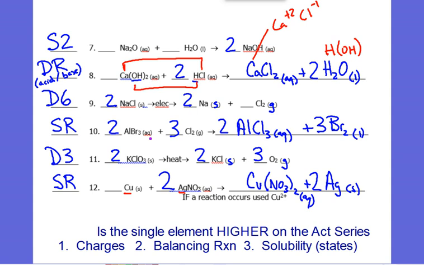Number 10 and number 12 are both single replacements. They are slightly different. In number 12, we have a metal. In number 10, we have a non-metal. And so when we go to the activity series on the back of your periodic table, there's 2 different lists. One's for metals, one's for non-metals. And so in number 12, since that's a metal, we're going to compare it to the metal that's in the compound.